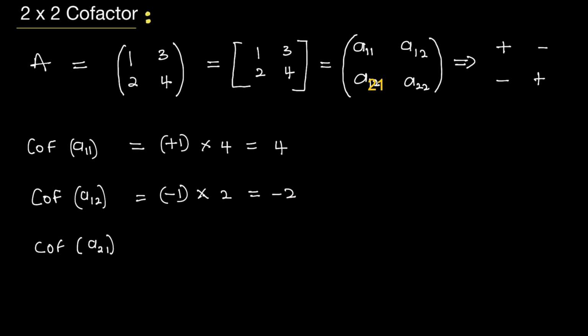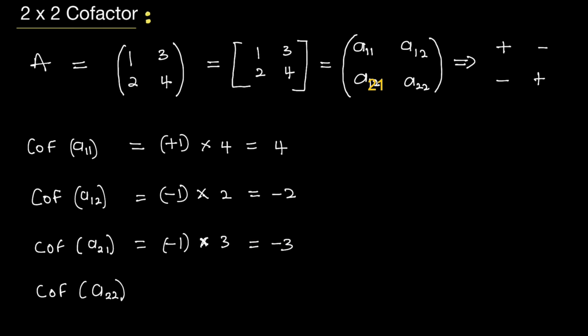Let's try the cofactor of 2, which is A21. The cofactor of A21, which is element 2 here, will be equal to minus 1, because this is minus 1, times, if you draw a line here and there, the vertical line along the 2 going to 4 and 1 here, then 3 will be the minor matrix of 2. So that will be times 3, and that equals 3 times minus 1, minus 3. So the cofactor of 2 is minus 3.